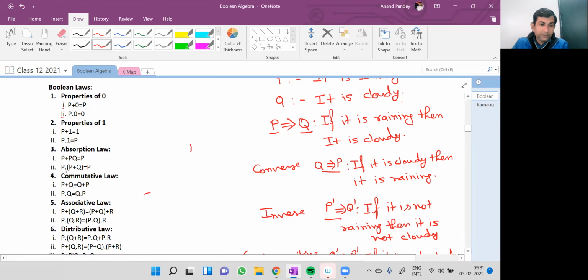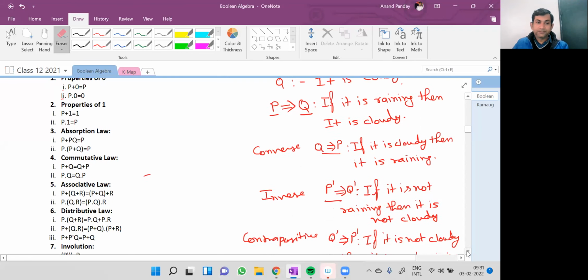So like that, we have another absorption law. Instead of dot, we have written plus, and instead of plus, we have written dot. Okay. So this is another law. P dot P plus Q will be equal to P. Okay. So please remember this. Only the difference is what? Dot की जगह plus है, plus की जगह पर dot है. ये difference है दोनों laws में.